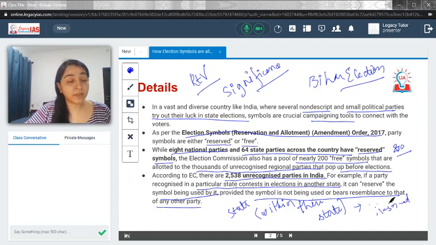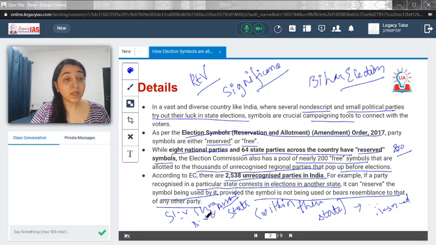So for example, Shiv Sena tried to fight the election in Bihar with the same bow and arrow. So they were using the bow and arrow. But what happened? It is very similar to the JDU's symbol, the party which is already contesting the election. So it was very similar to that. Hence, the Election Commission rejected their request. So such kind of things happen.